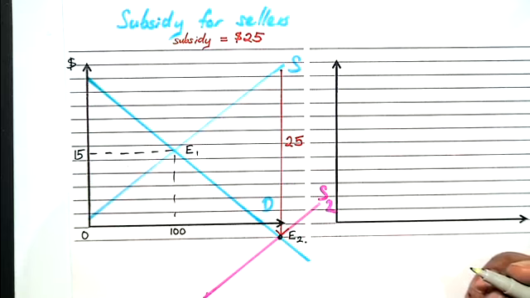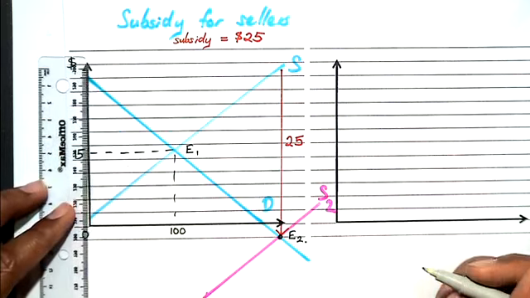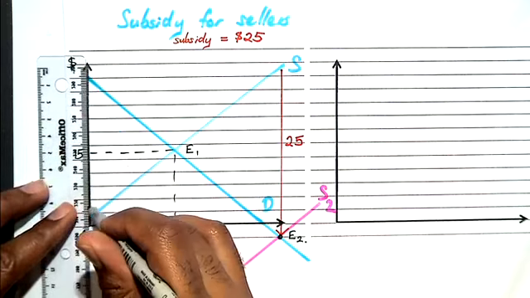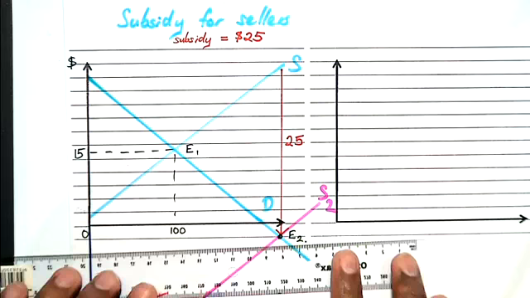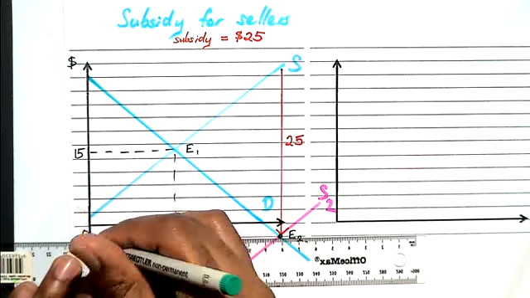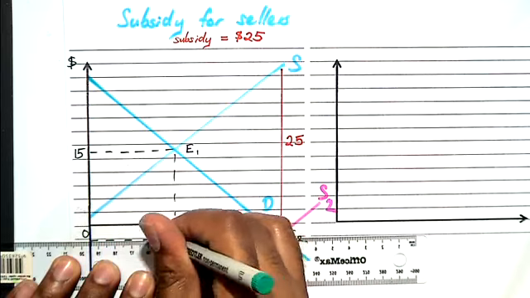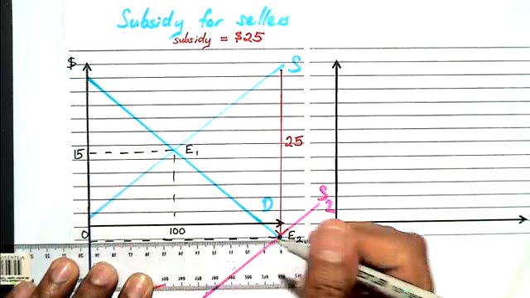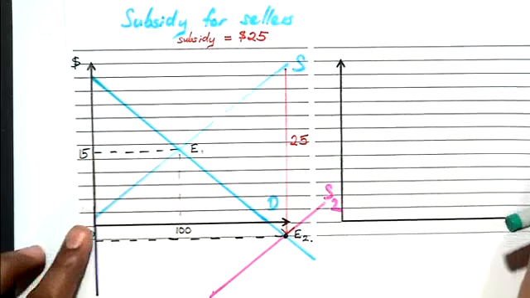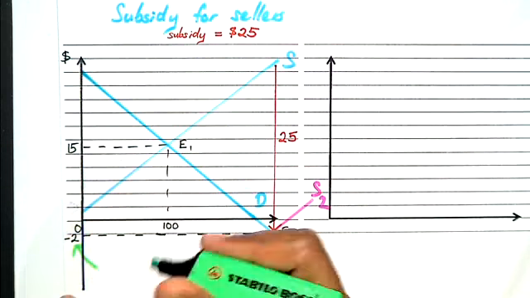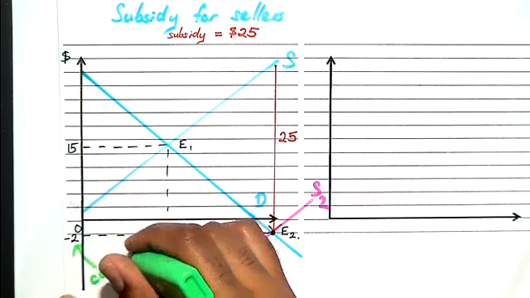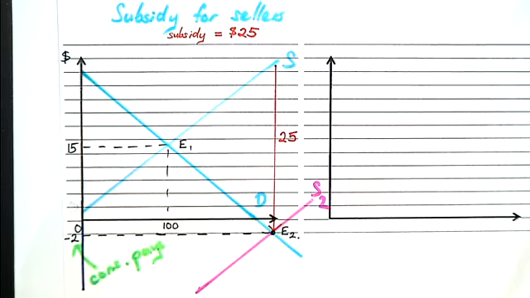The price has gone so low that the price is now actually what? Below 0. So, random number, let's say -2. So, how much does the consumer pay now? The consumer pays -2. What does that mean?